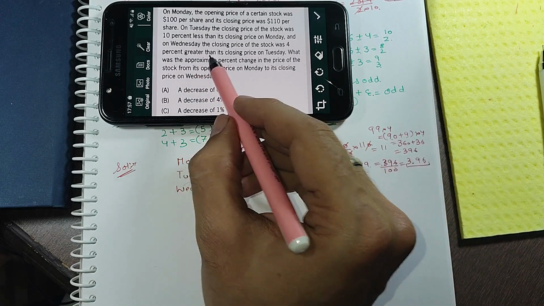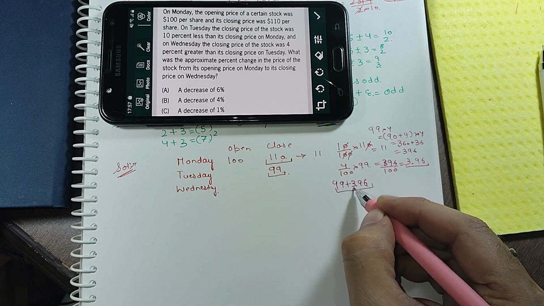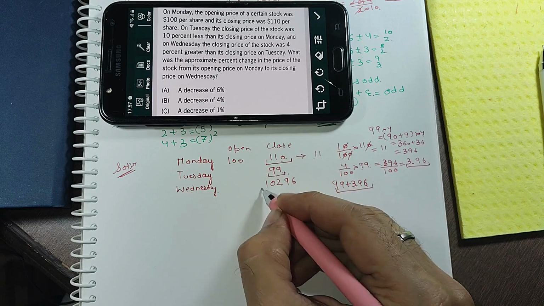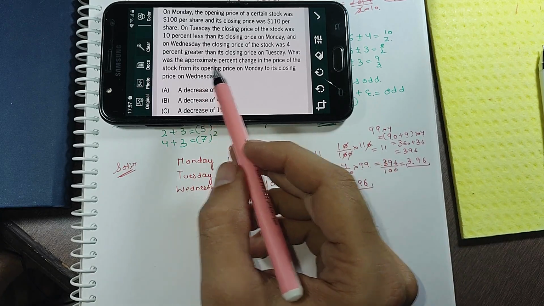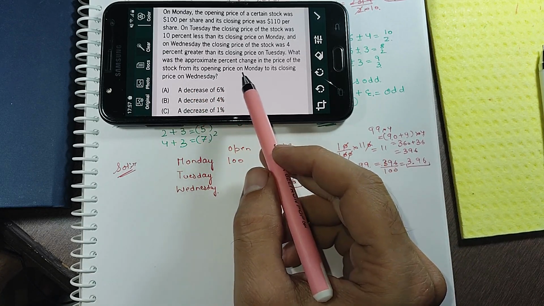So it is greater than, so 99 plus 3.96. This will be $102.96. Now, what was the approximate percentage change in the price of the stock from its opening price on Monday?